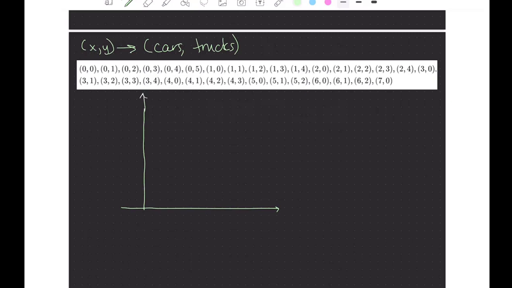So anytime we make a graph, we need to label our axes. So what do we want to name this one down here? Starts with a C. Cars. Right? This would be our cars. And what one would this be? Trucks. Trucks, right? Remember our Y was our trucks. So we can label this one trucks.